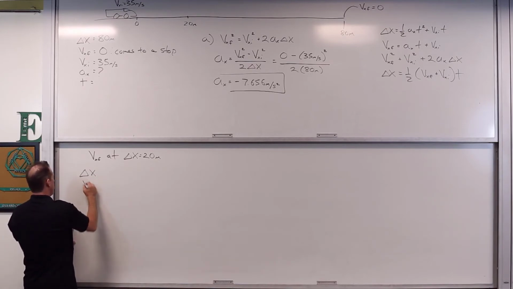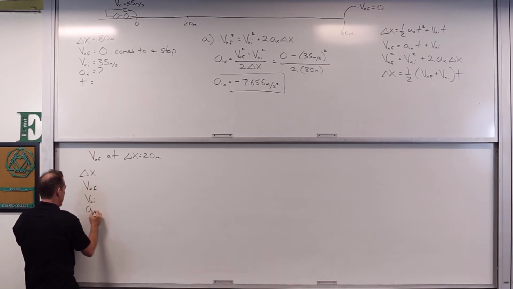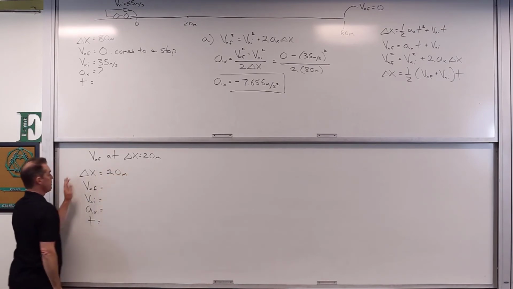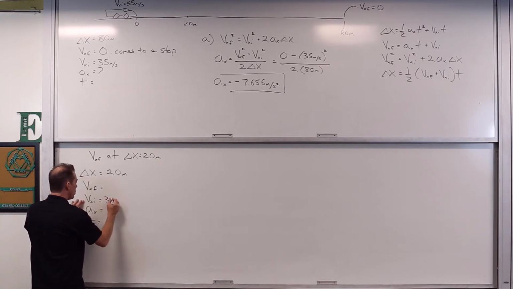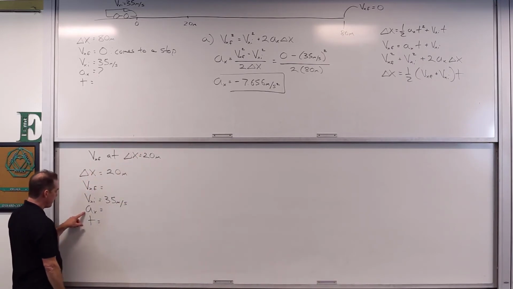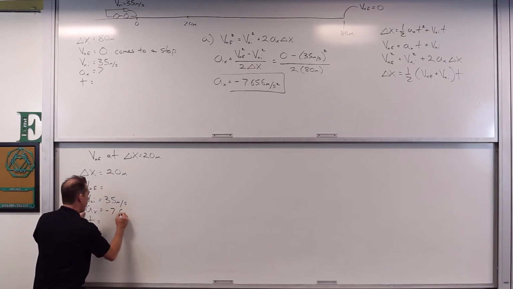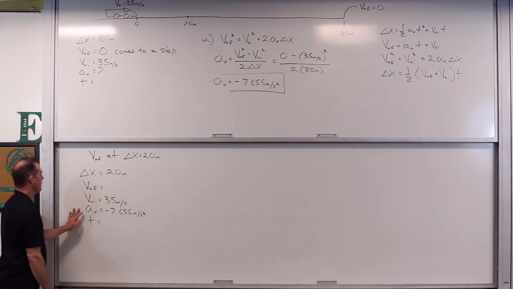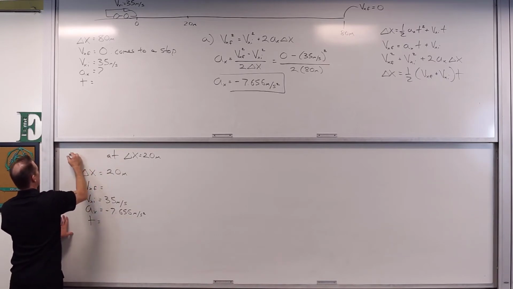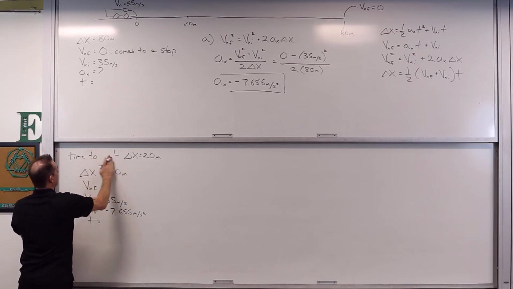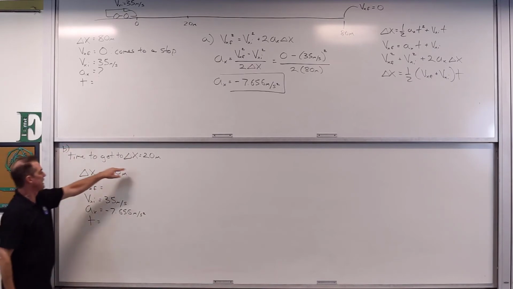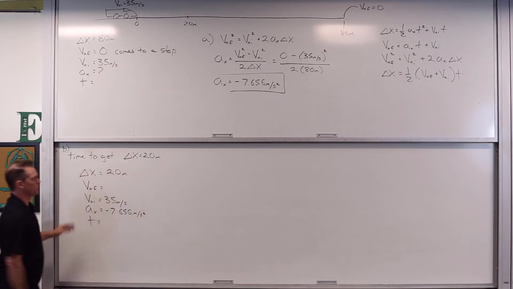So we've got ourselves a delta x, a Vx final, a Vx initial, an a sub x, and a t. We know that the displacement is going to be 20 meters, because that's what we're asked. We know that the initial velocity is 35 meters per second. That's a constant of the situation here. And we've got ourselves an a sub x that we've just solved for, being negative 7.656 meters per second squared. And, excuse me, it's part B. We want the time that it takes to get to delta x equal to 20 meters.